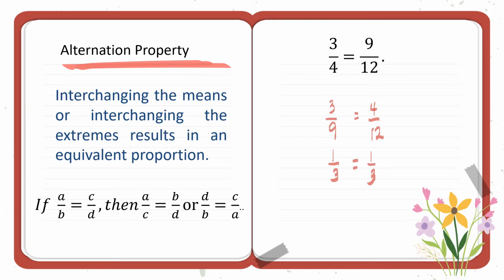In the same way, D over B, that is 12 over 4, should be equal to C over A, 9 over 3. And 12 over 4 is equal to 3, and 9 over 3 is also equal to 3. So, it resulted in an equivalent proportion.